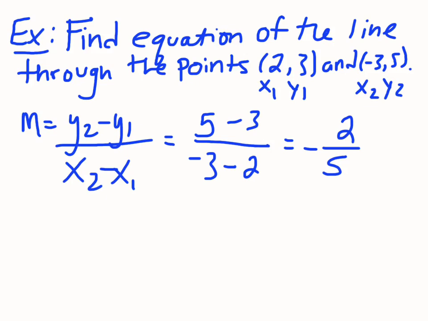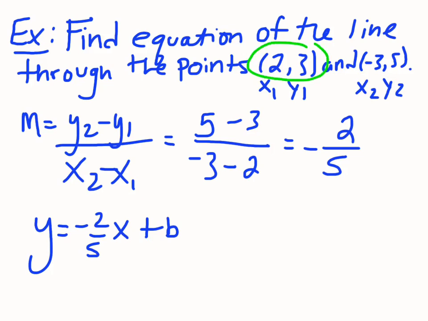After I found my slope, I'll write out what I have so far. y is equal to negative 2 over 5 x plus b. I need to find that b. In order to isolate that b, I need to find an x and a y. Well, I'm already given 2 points on a line, so I can use one of them to find my b value. My y is 3 and my x is 2. I'm running out of space here. So I have 3 is equal to negative 2 over 5 times 2, plus b.